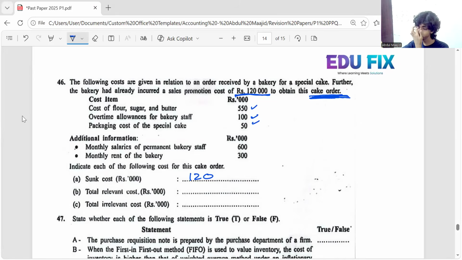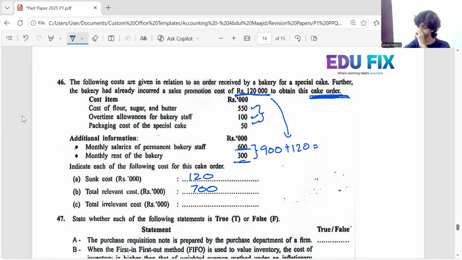Then monthly salary of permanent bakery staff. You already had bakery staff and you're already paying a salary for them. That is an irrelevant cost. That is not because you got this order. Monthly rent of the bakery. Even if you don't have this order, you will be paying your monthly rent, right? Therefore, these are irrelevant costs. So relevant cost total is 550 plus 100 plus 50, that is 700,000. Total irrelevant cost, these two which you're already paying whether you get the order or not, 900 plus the sunk cost.